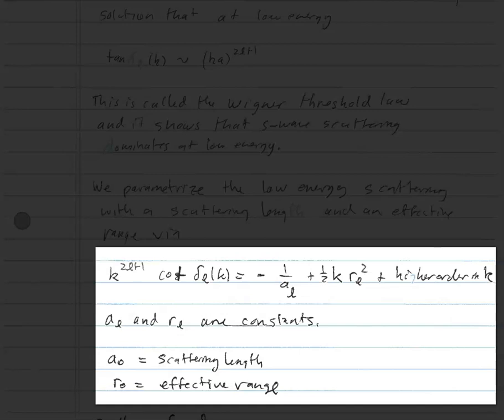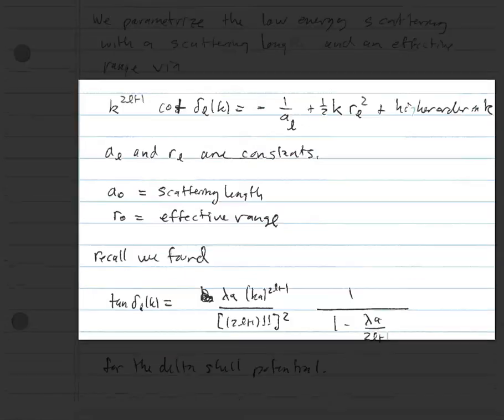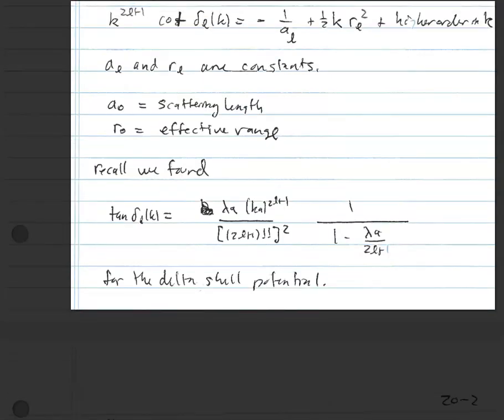If we want to actually figure out what this is, we're going to have to plug in what those partial wave scattering phase shifts are and plug it into this formula above in order to determine what the scattering length and the effective range is. So we're going to actually go ahead and do that now. If you recall, what we found was that tan δ_L(k) was equal to λa times (ka)^(2L+1) divided by ((2L+1)!!)² times 1 over (1 minus λa over (2L+1)) for that delta shell potential in the limit where ka was very small.